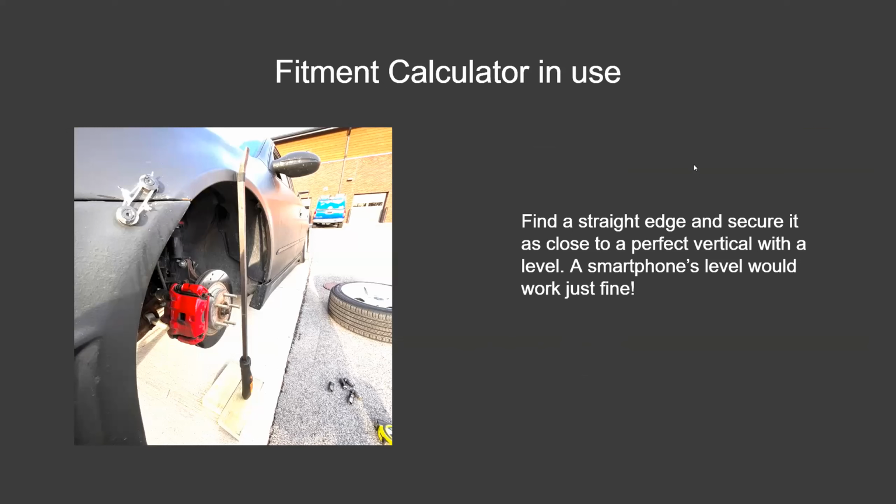Here I have an example of how to use the offset function in Fitment Calculator to secure a flush fitment. In the image presented, we have a vehicle lifted securely on jack stands with the wheel off. You can also see that there is a long pry bar being used as a straight edge against the fender of the vehicle. A level was used with this pry bar in order to make sure it was perfectly level.